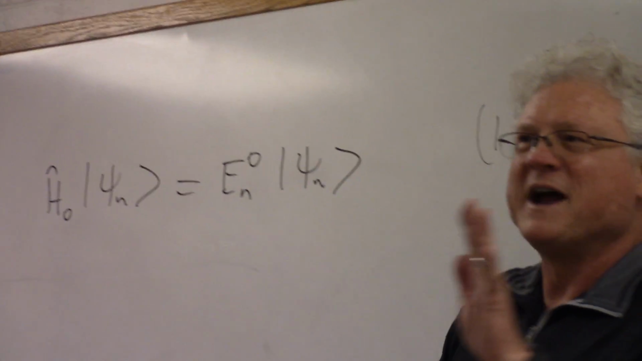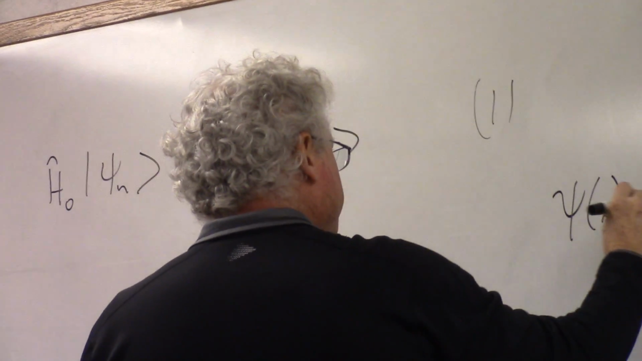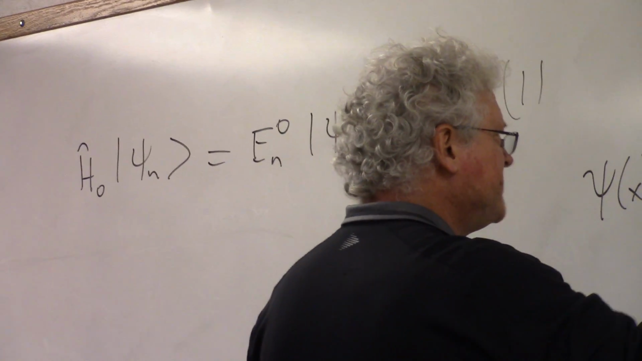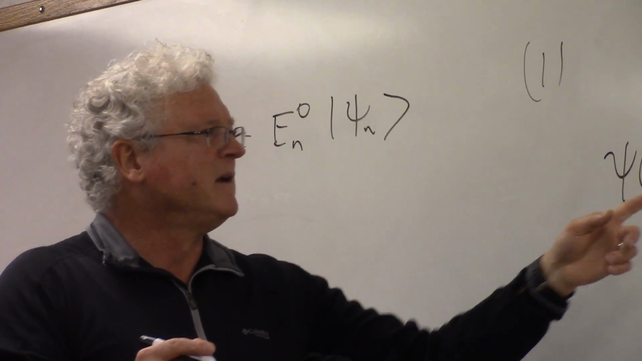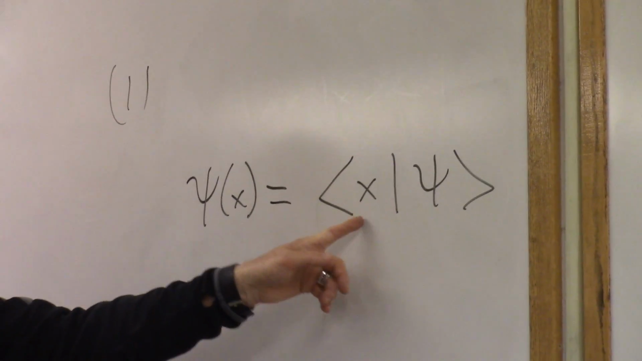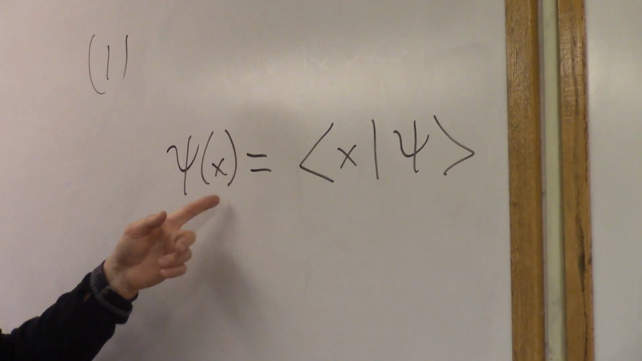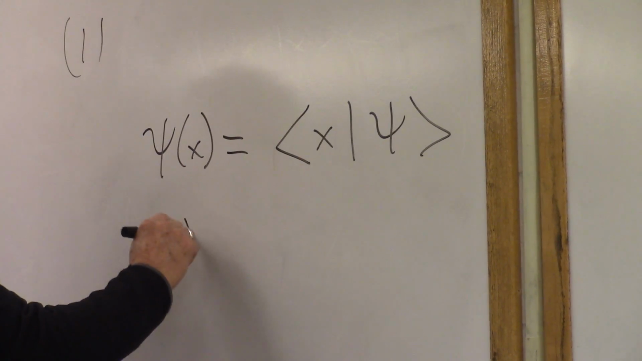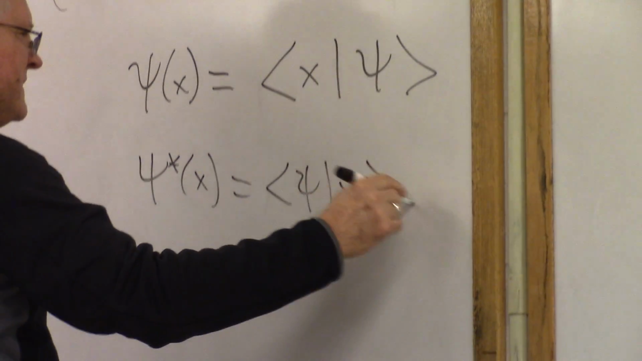Let me just remind you one more time, a wave function you can think of as the projection of your state, any state, this could be psi n or whatever state it is, onto the state in which the particle is at position x. That's another way of thinking about your wave function. Then the complex conjugate of that would be doing it in the other direction, like this.